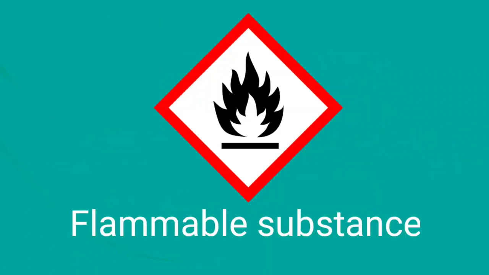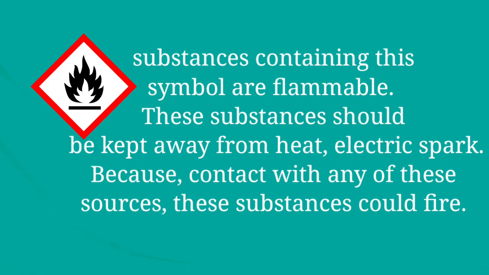Number six, flammable substances. Substances containing this symbol are flammable. These substances should be kept away from heat, fire, and electric spark, because on contact with any of these sources, these substances could catch fire. Examples of these substances are methane, aniline, lithium hydride, acetylene, hydrogen, butane, diethyl ether, and ethanol, etc.